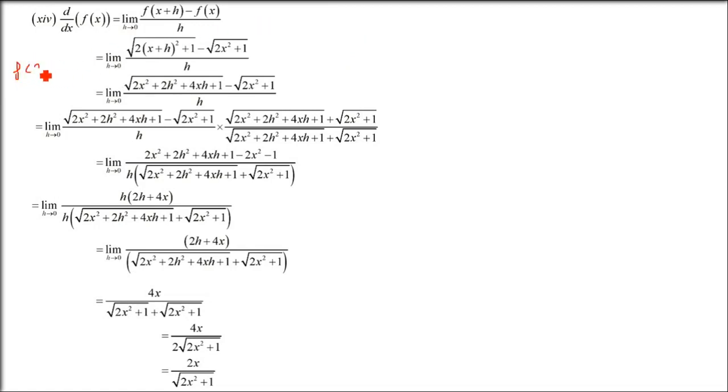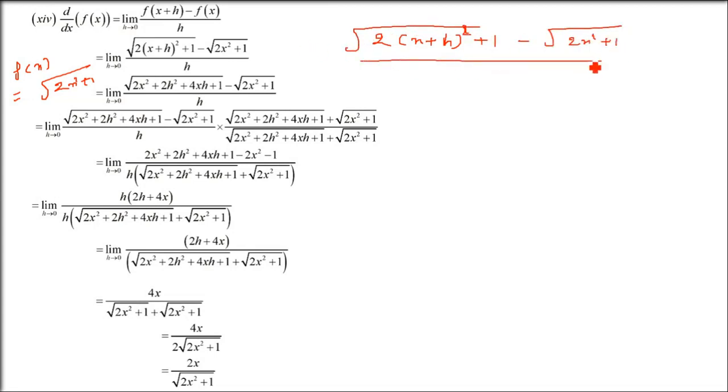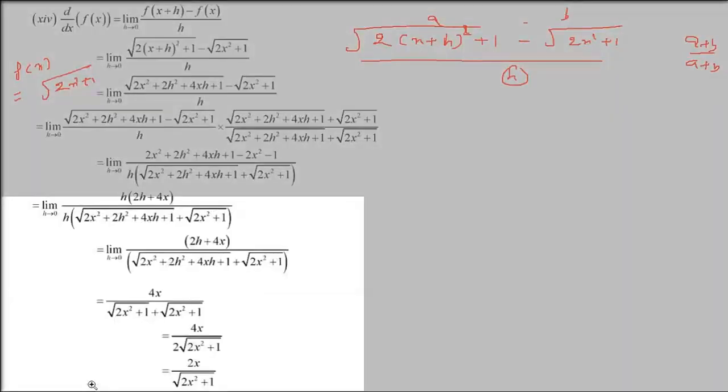So f(x) is under root 2x square plus 1. Okay, put x as x plus h. Under root 2(x plus h) whole square plus 1, minus under root 2x square plus 1. So this is f(x plus h) minus f(x) divided by h. So this is a minus b, so take the a plus b, multiply numerator and denominator, that is the rationalization factor.